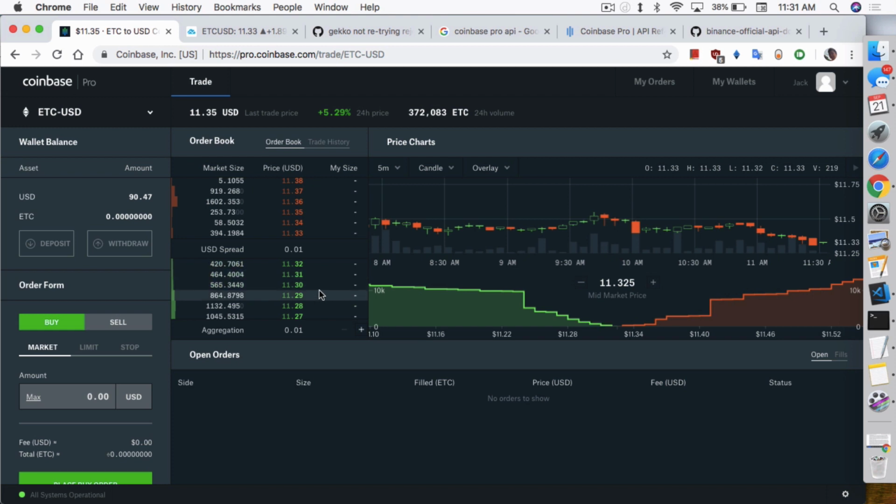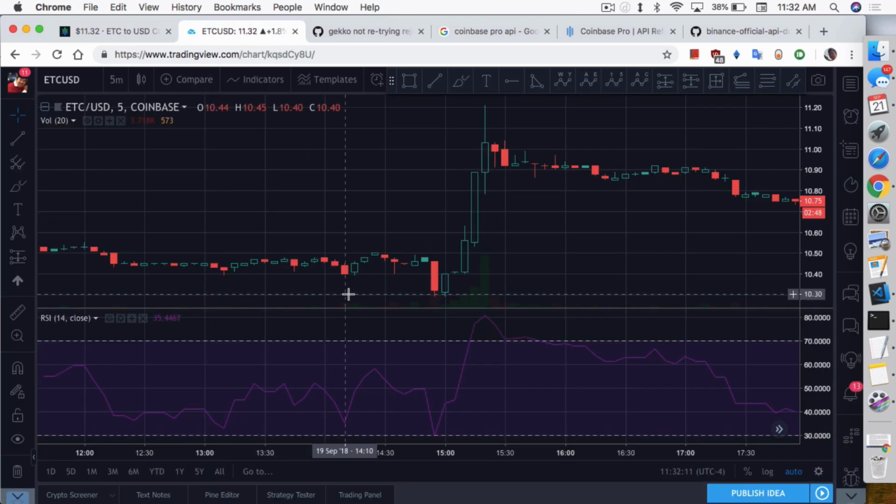I saw that Gekko again had to repeat the process: cancel the order and push the order to the top again, at the top of the order book. This literally happened for like 20 minutes. I had both TradingView and Coinbase Pro open, and I saw that I was just missing out on orders.